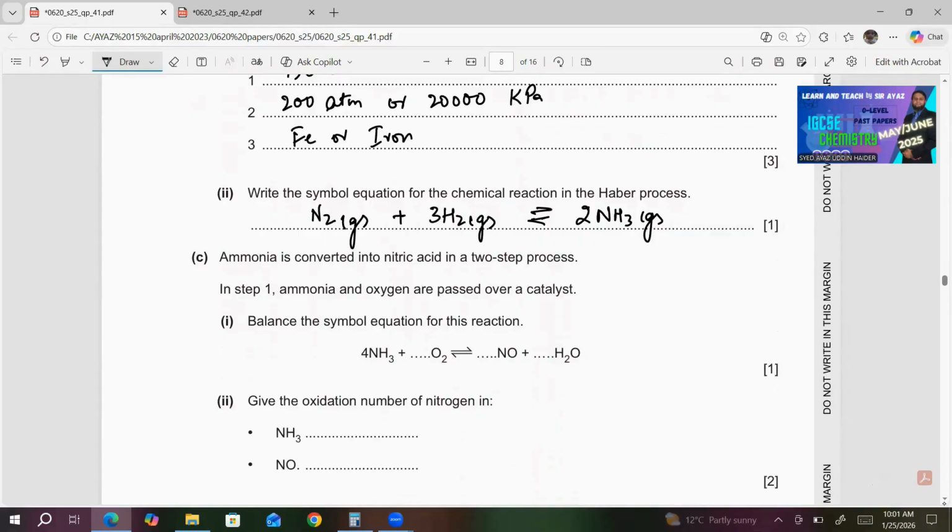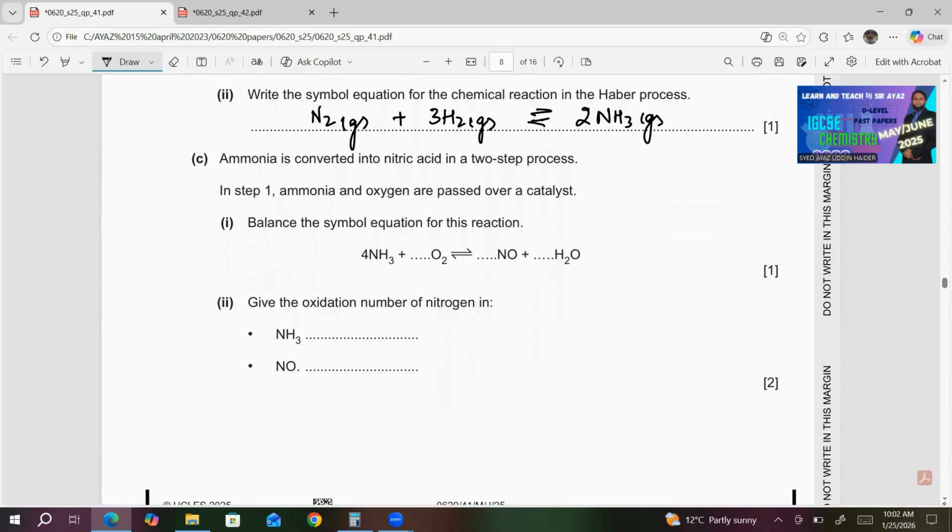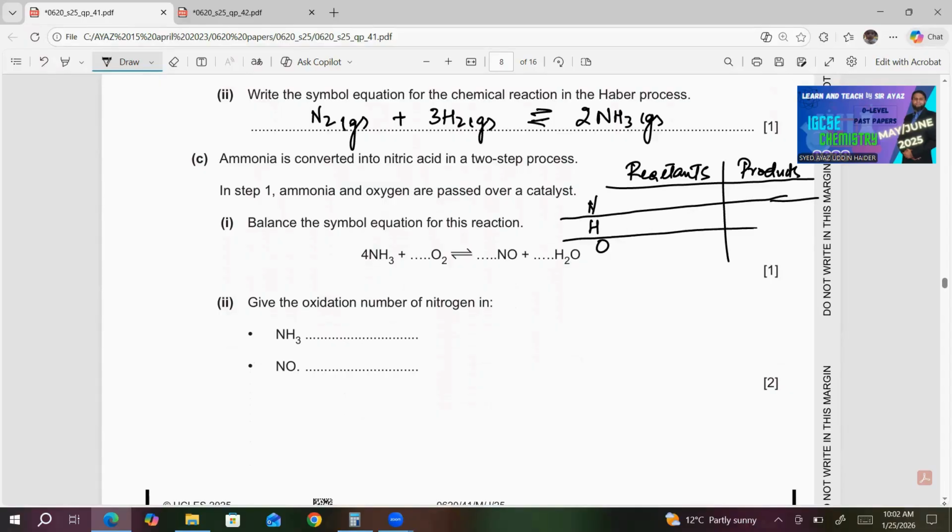C. Ammonia is converted into nitric acid in a 2-step process. In step 1, ammonia and oxygen are passed over a catalyst. 1. Balance the symbol equation for this reaction. So we have reactants and product. Make a column like this on the right hand side and write the symbol of each element. We have nitrogen here, hydrogen here, and oxygen. Now count the number of atoms of each element.